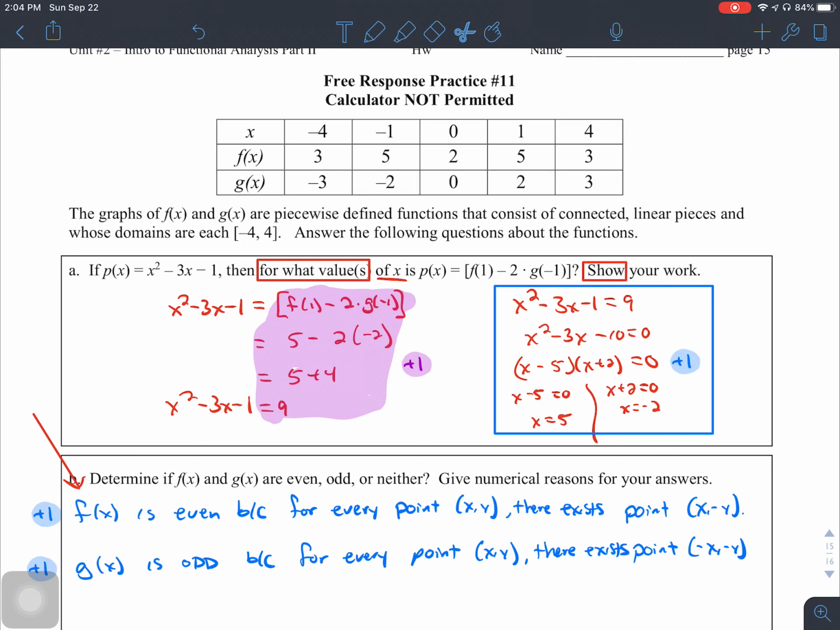G of x, you get 1 point for saying it's odd and giving a good reason. 1 point for saying g of x is odd because for every point x, y, there exists a point -x, -y. So -4, -3 is an ordered pair. Change both their signs, you get 4, 3. -1, -2 is an ordered pair. Change both their signs, you get 1, 2. 0, 0, change both their signs, you still get 0, 0.